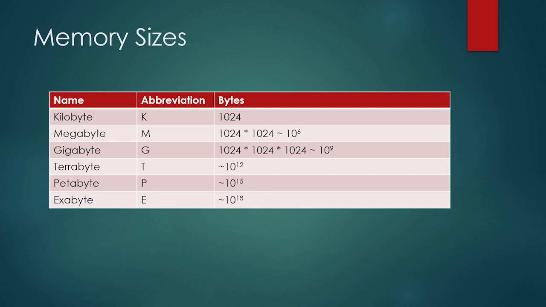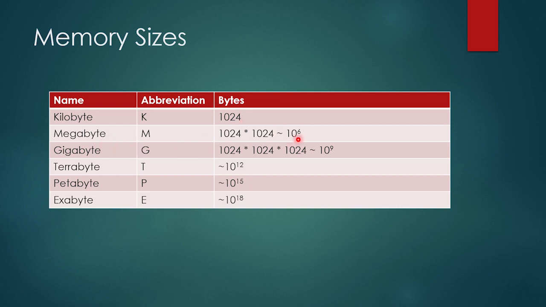Now, memory comes in various sizes. You could always talk about the number of bytes, but bytes aren't very big, so we tend to combine them into kilobytes, which is 1024 bytes. Now, everybody thinks kilo is 1,000, but in the computer business, 1,000 is 1024, which is 2 to the power of 10, and things are based on powers of 2.